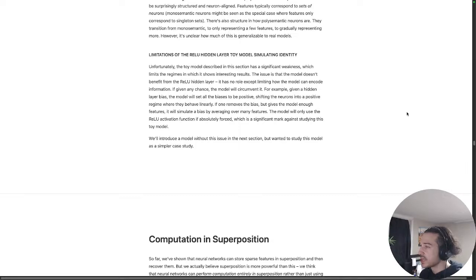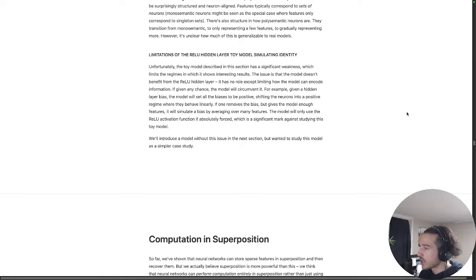Limitations of the ReLU hidden layer toy model simulating identity. Unfortunately, the toy model described in this section has a significant weakness, which limits the regimes in which it shows interesting results. The issue is that the model doesn't benefit from the ReLU hidden layer.